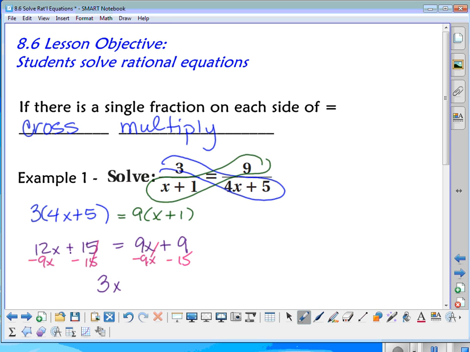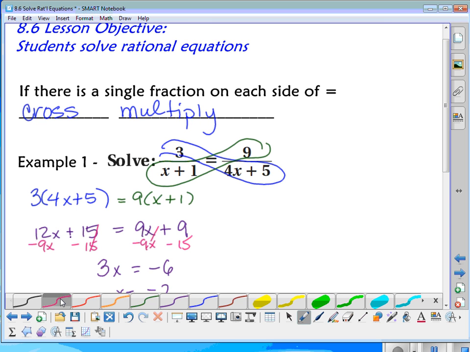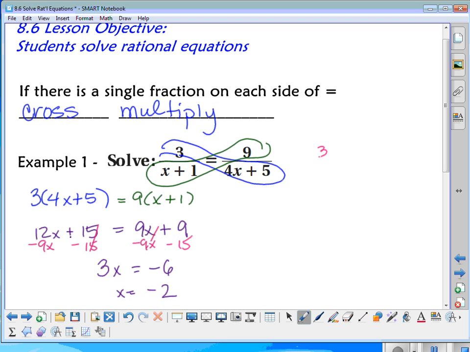And so now I get 3x is equal to negative 6. So x equals negative 2. And if I go back and plug it in to make sure it works, I plug it into the original problem. I have 3 over negative 2 plus 1 equals 9 over 4 times negative 2, which is negative 8 plus 5. So I get 3 over negative 1 equals 9 over negative 3, and they both reduce to negative 3. So I can see that I got the right answer, and it works.